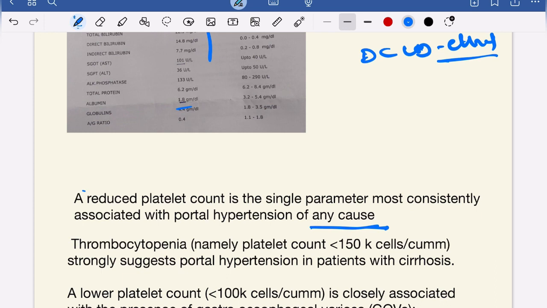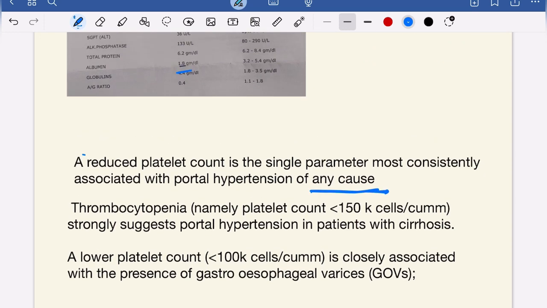Thrombocytopenia, that is less than 150,000 cells per cubic millimeter, strongly suggests portal hypertension in patients with cirrhosis. A lower platelet count, that is less than 100,000 cells per mm cube, is closely associated with the presence of gastroesophageal varices. So this patient had esophageal varices. Let's look at his CBC report.